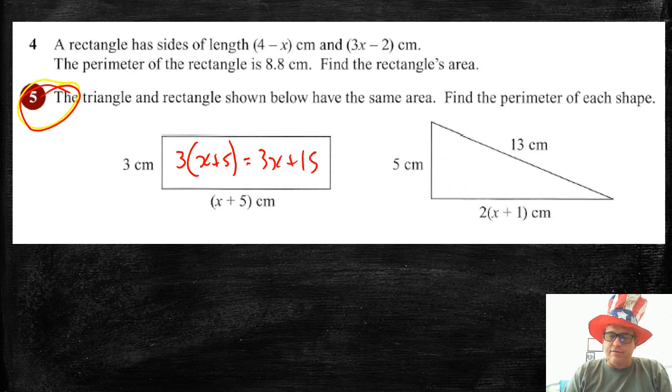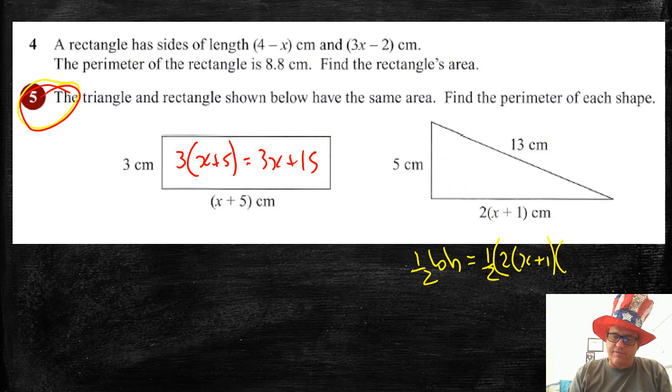How do I find the area of the triangle? Well, an area of a triangle is 1/2 base times height, right? The base is 2 times x plus 1, and the height is 5. Right? Because if we look, we can see that's a right angle there. So 1/2 times 2 is 1. So I have 3 times x plus 1, which is 3x plus 3. So that's the area of the triangle.